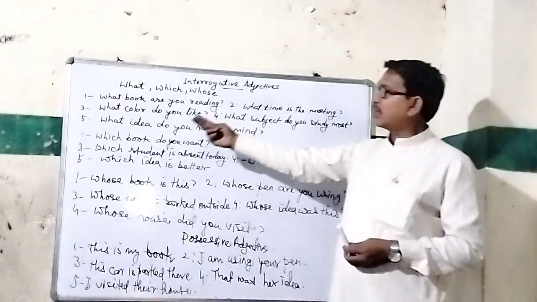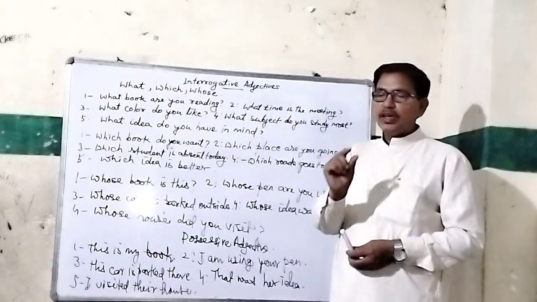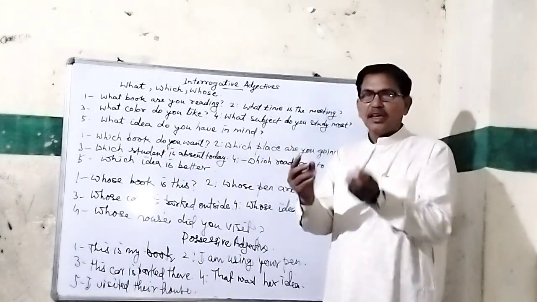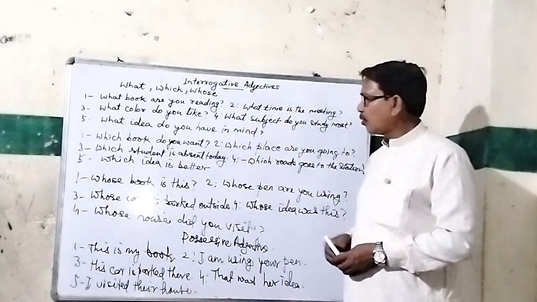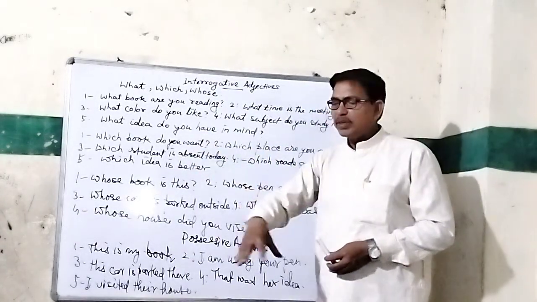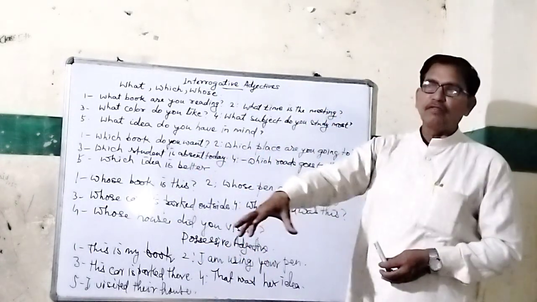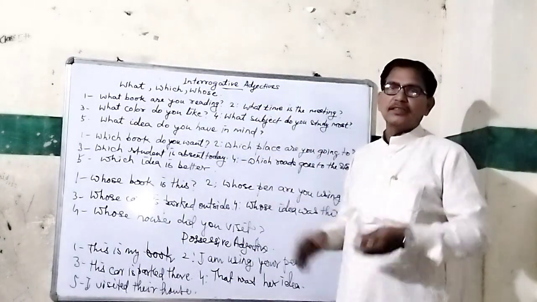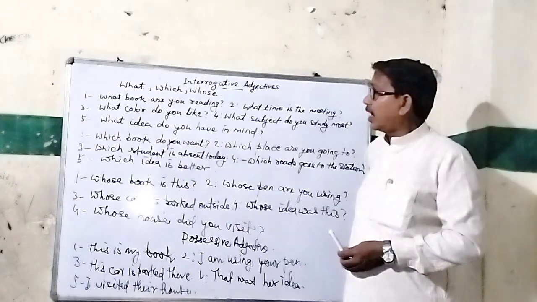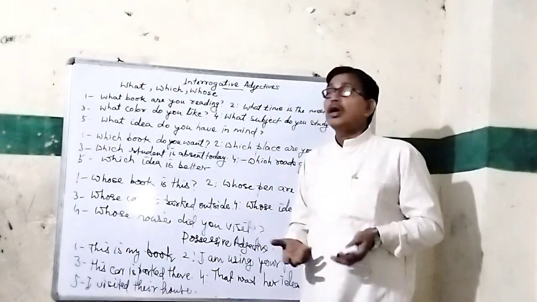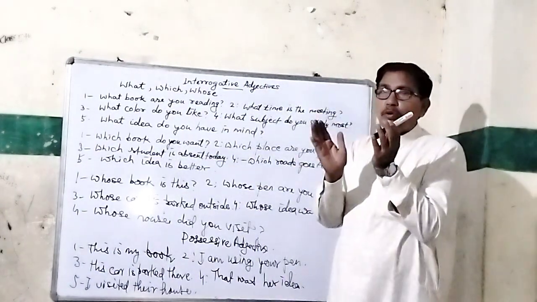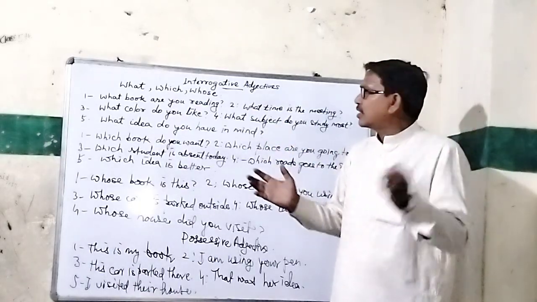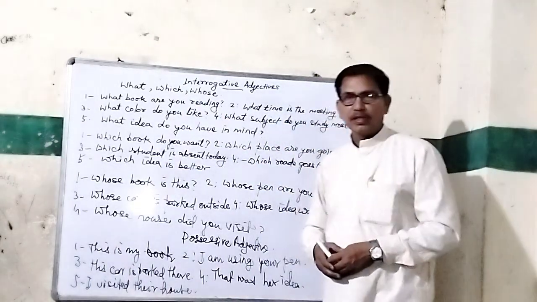What is the difference? In which book do you want, which is selecting from a limited number, like 2, 3, 4. It means there is a selection out of 3, 4, 5 like this. But if there are unlimited things and you have to select from them, as in what book are you reading, it means there is no limited selection. There are unlimited types of books. That's why what will be suitable there.